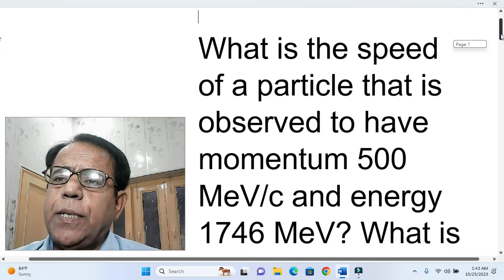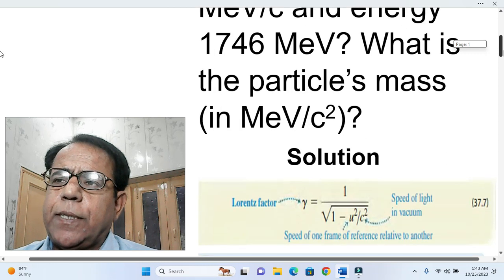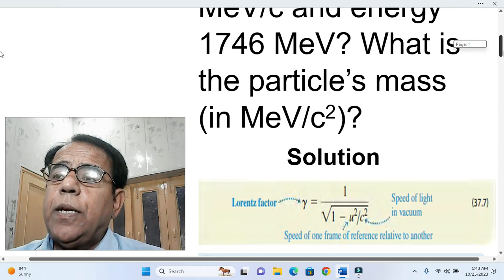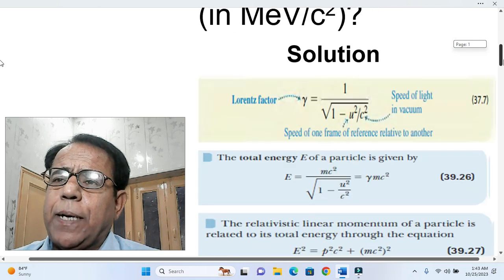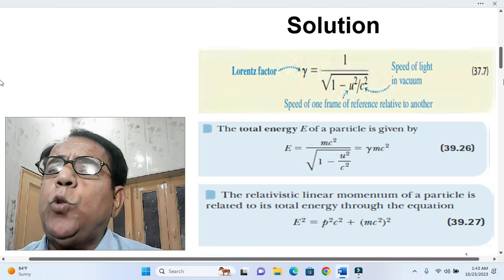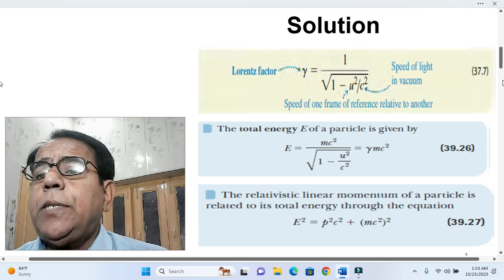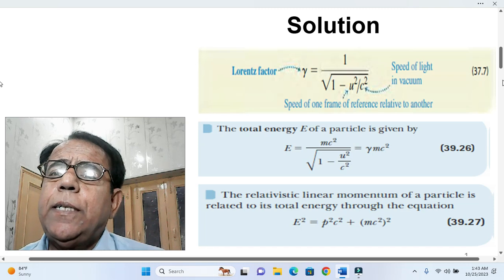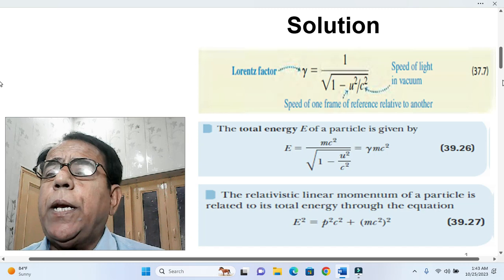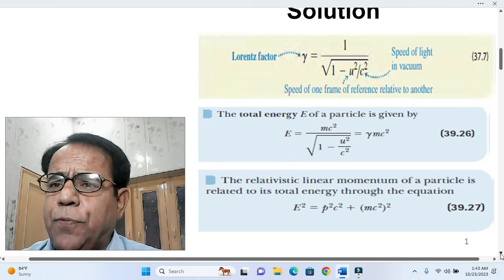Now we come to its solution, but as usual, first of all, we try to develop a foundation regarding the solution of this problem. This foundation will help us to understand this problem properly.